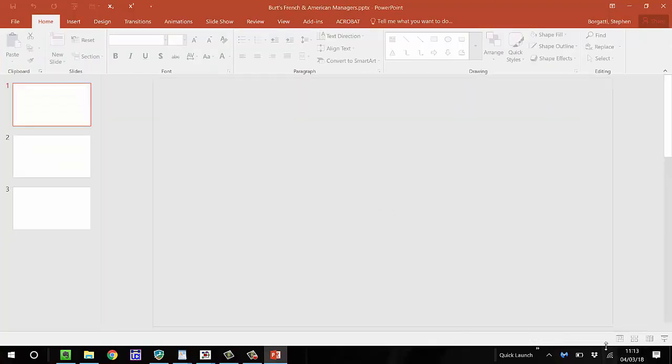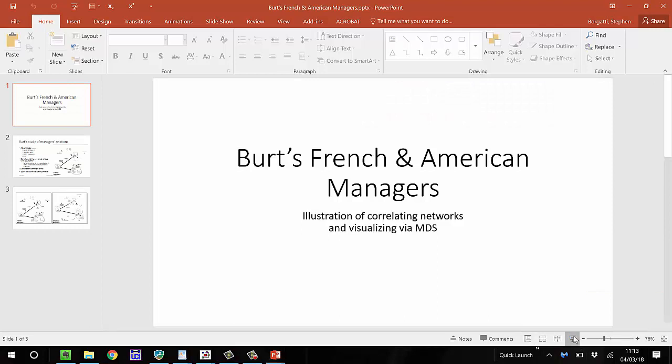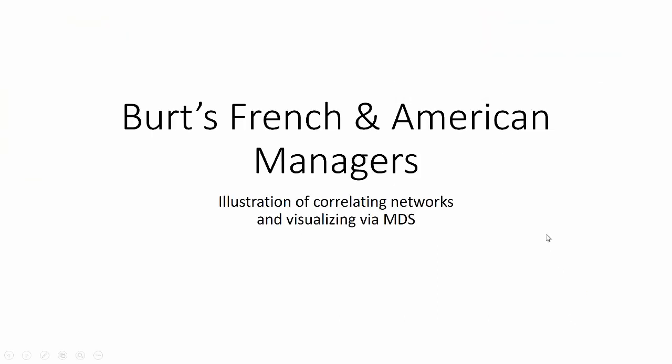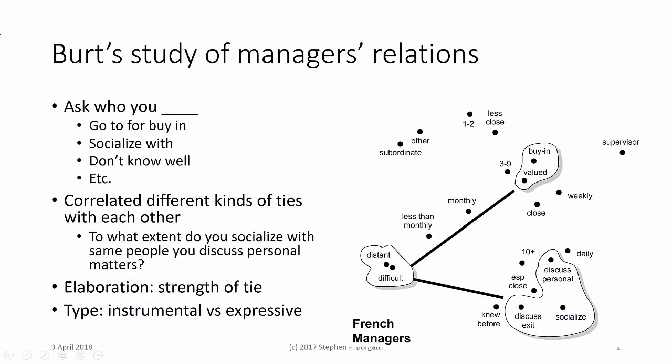Well, to your conversation, I just wanted to show you quickly, maybe too quickly to really understand, a paper by Ron Burt in which he asks managers about a lot of their social relations. These include who do you go to for buy-in on some idea, who do you socialize with, who don't you know well, who do you know well, how long have you known them, is the person your supervisor, are they your subordinate, do you see them monthly, less than monthly, all those kinds of things.